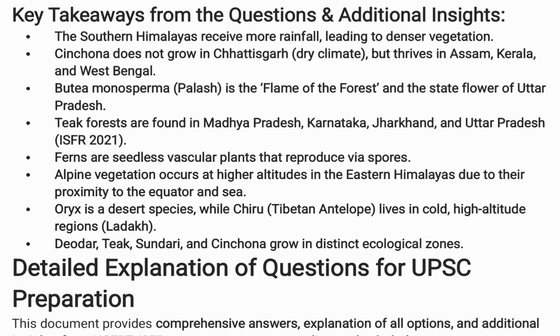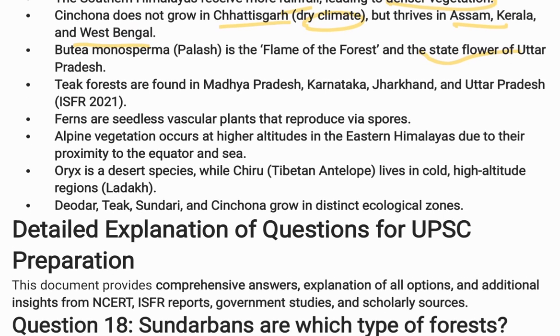The southern Himalayas receive more rainfall, leading to denser vegetation. Cinchona does not grow in Chhattisgarh, which has a dry climate, but thrives in Assam, Kerala, and West Bengal. Butea monosperma is the flame of the forest and the state flower of Uttar Pradesh. Teak forests are found in Madhya Pradesh, Karnataka, Jharkhand, and Uttar Pradesh.